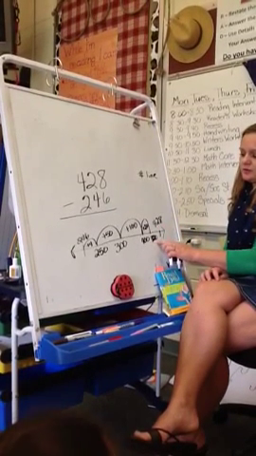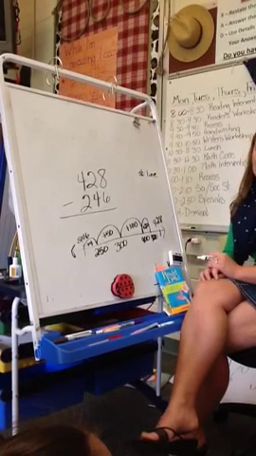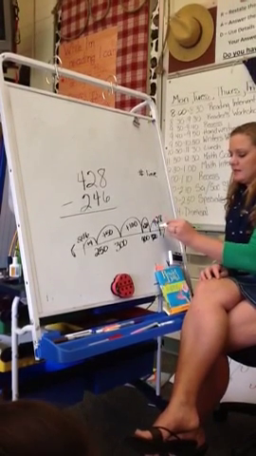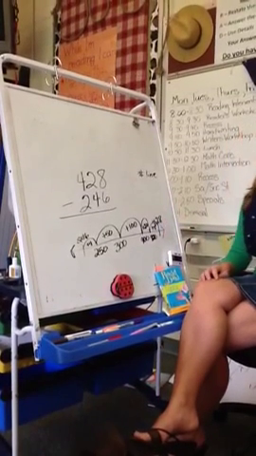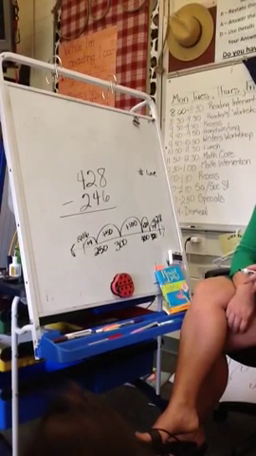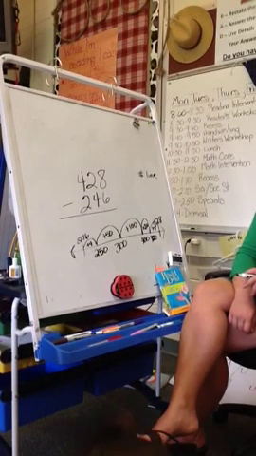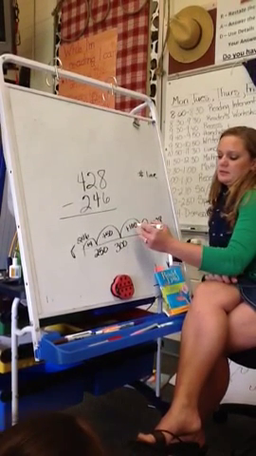428. I'm at 420. I need to get to 428. How many more do I need to add? 8 more. I need to add 8 more. Okay, boys and girls, all I have to do is add these together now, right? I'm going to go through and I'm going to add my big ones.